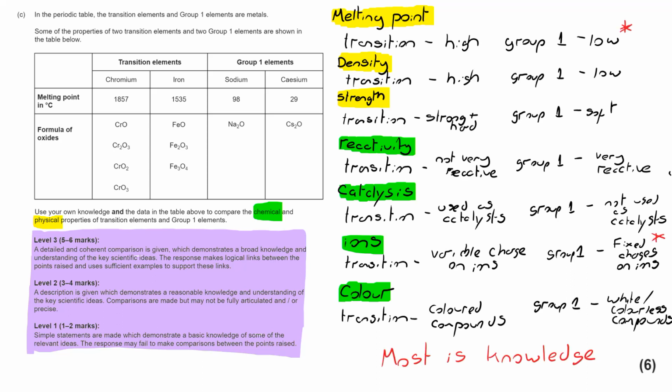And the key thing on this 6 marker is that the vast majority of what you need to answer it comes from your own knowledge rather than the table. We get melting point from there. We can do the comparisons that's provided. We can use the variable formulae to know there are variable charges on the metal ions, although there's still a level of knowledge there. But all of the rest of this comes from what you have learned and retained. And that's why revision of these facts is so vital.